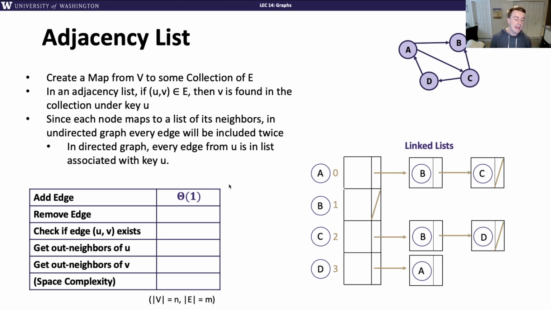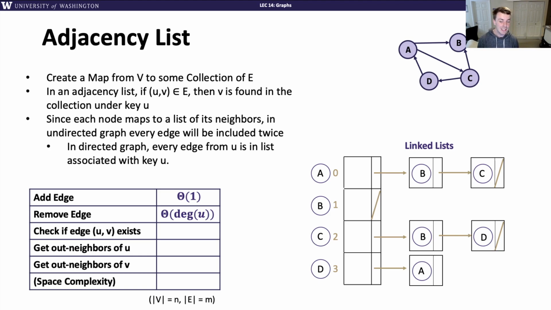You could just go in and say, okay, if I want to add an edge from A to D, I just go into A's bucket and add a node D. That could be very straightforward. But if you want to remove an edge, that might involve looping through all of the edges that are there and removing the one that you find.